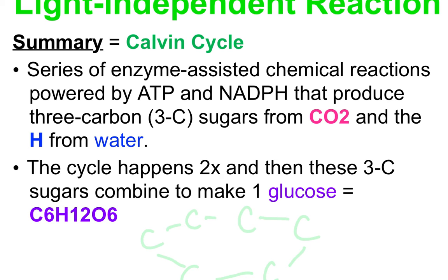All right, so the cycle happens twice. And each time it happens, it makes 3 carbons. So if this is my sugar molecule, it's got to happen twice to make one 6-carbon sugar, one glucose molecule.